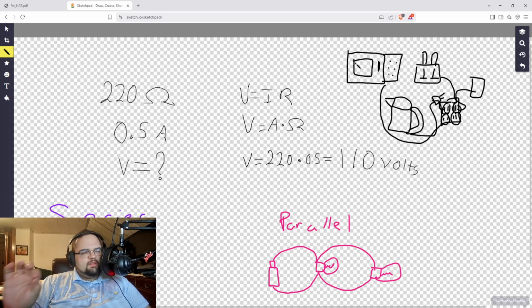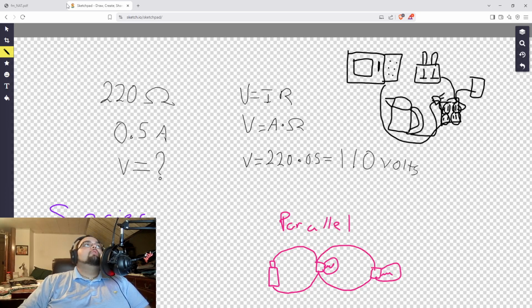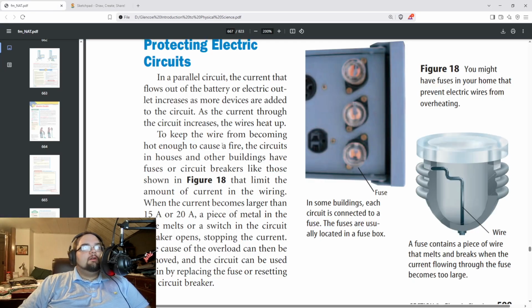The power went out only in the kitchen, only in this area of the kitchen. That's because you used too much energy. You've overloaded your fuse. So instead of burning your house down, you'd have to go and reset it. All right.